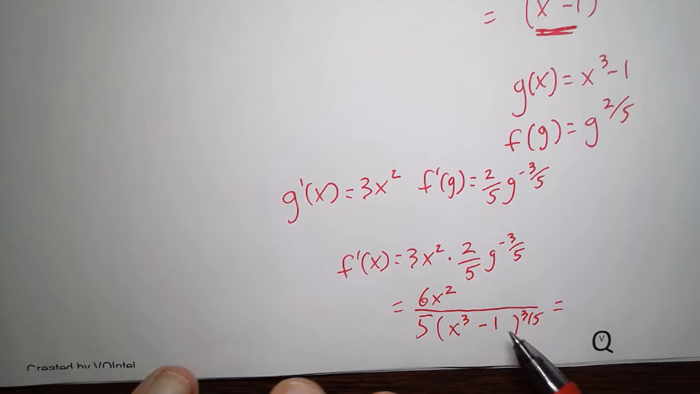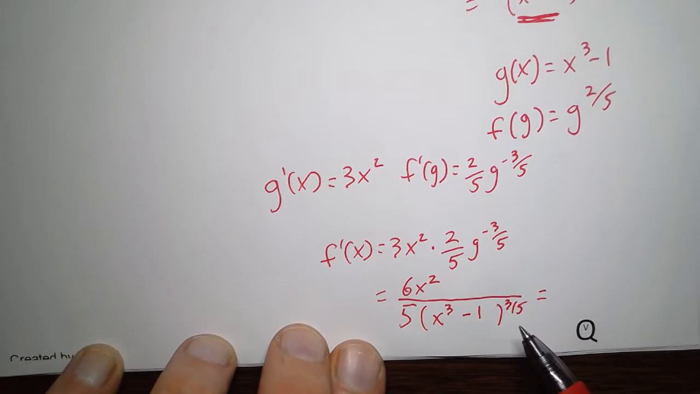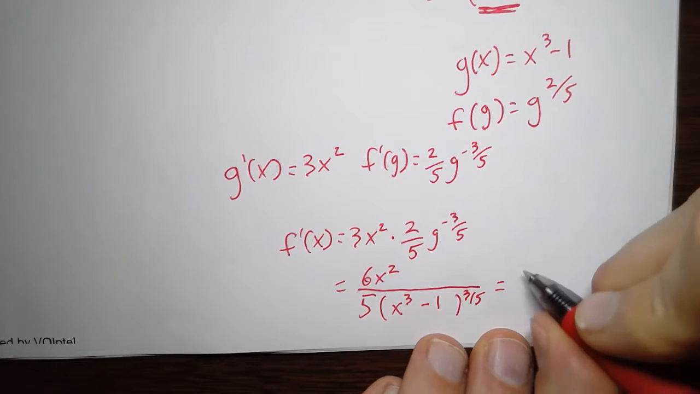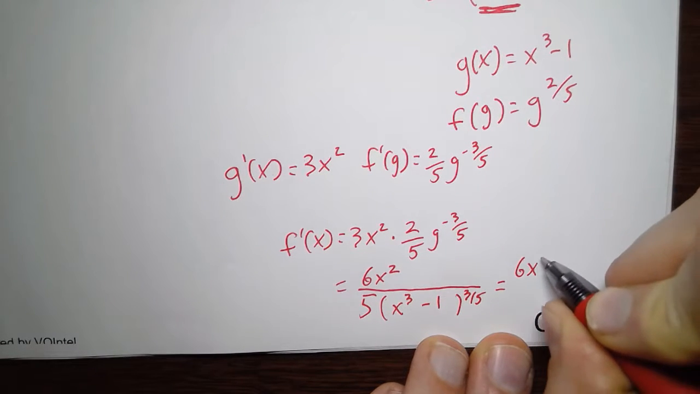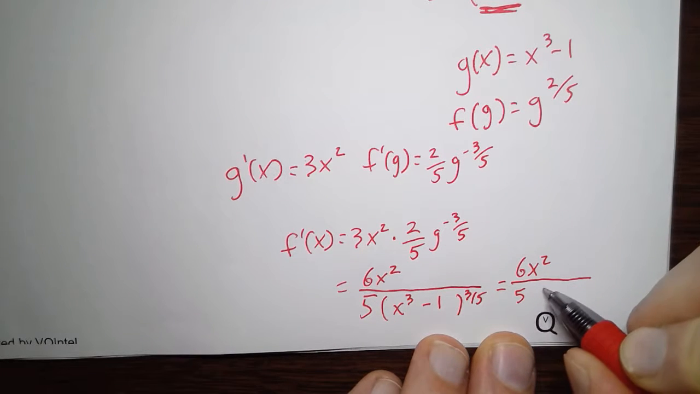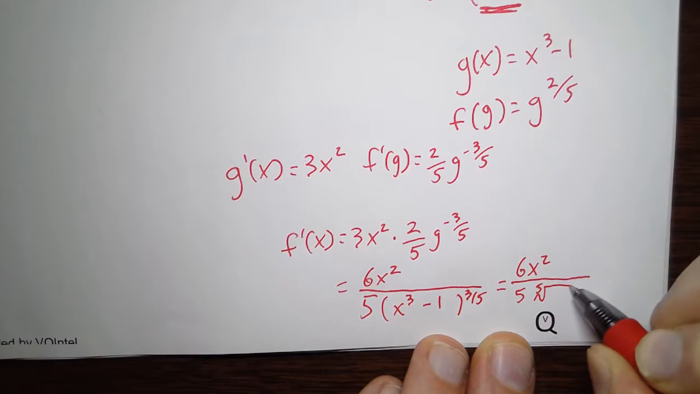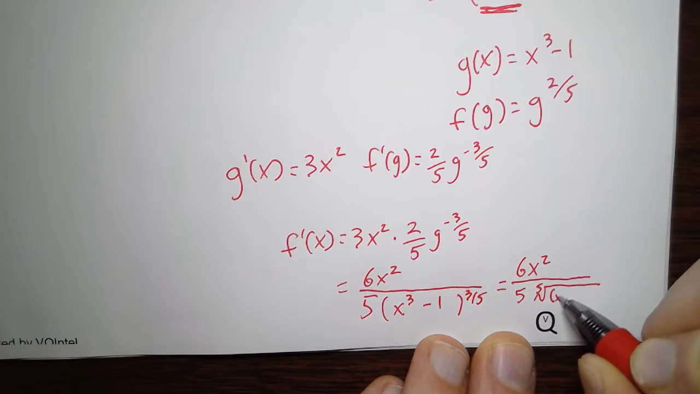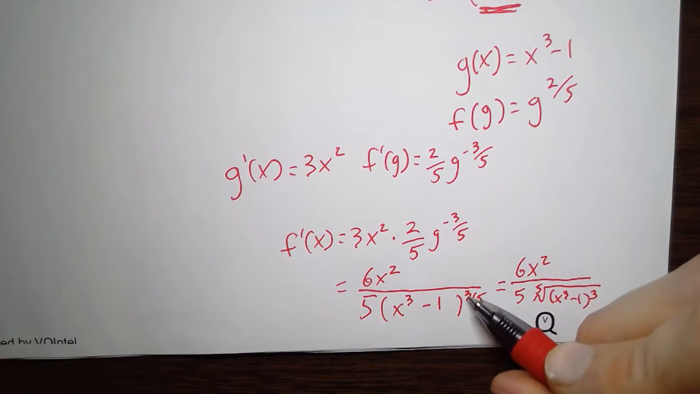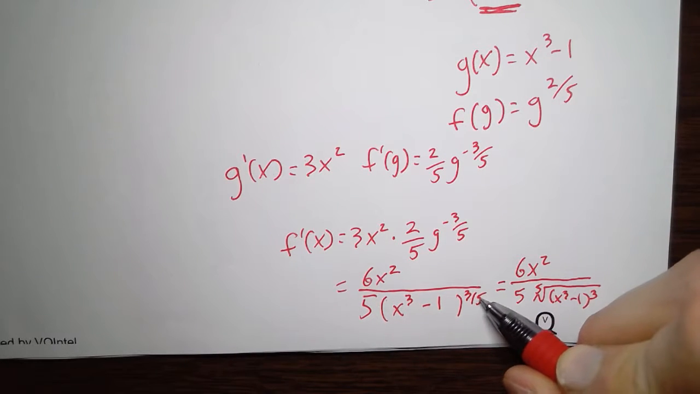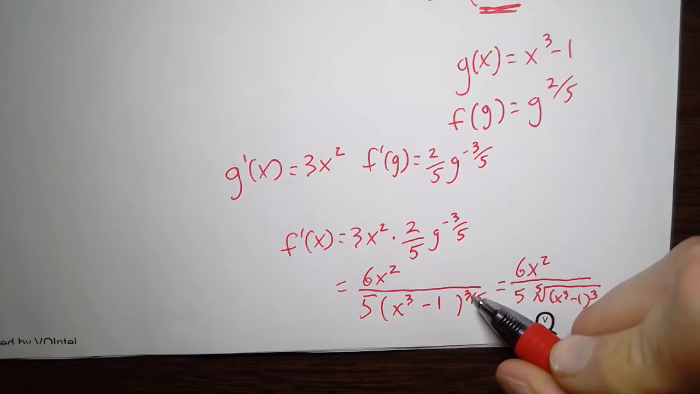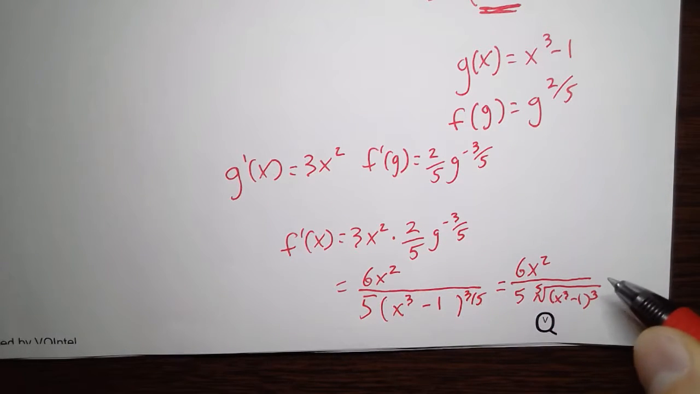Now some teachers are okay leaving your exponents in fraction notation, but other teachers want you to put it in radical form. So that's going to be 6x squared all over 5, and it's going to be the 5th root of x cubed minus 1 to the 3rd power. How do we get that? Well, the denominator tells us what kind of radical, so that's the 5th radical. But the 3rd, that tells us that it's still being raised to the 3rd power.